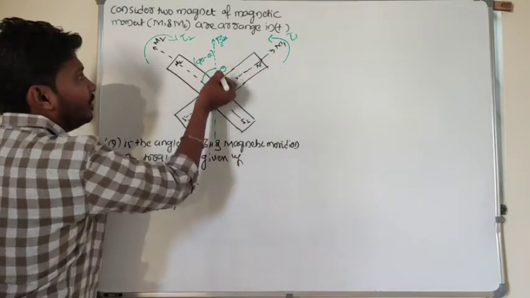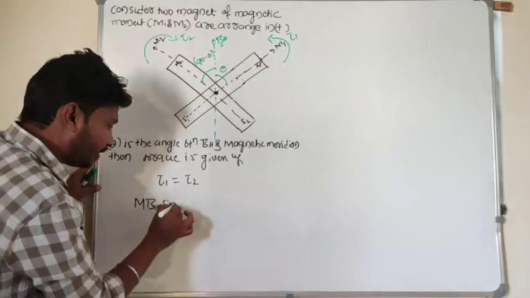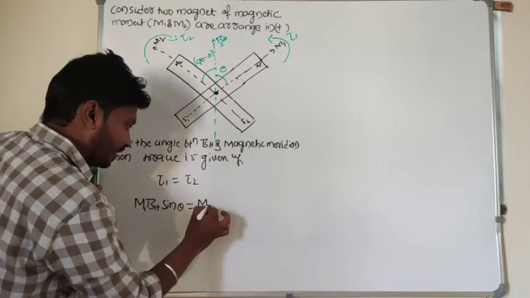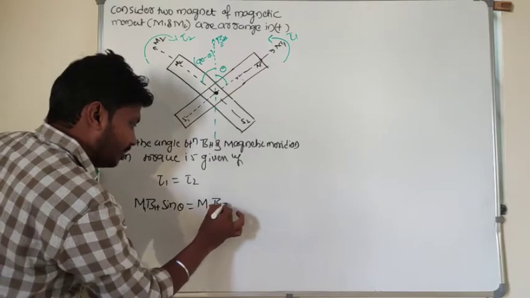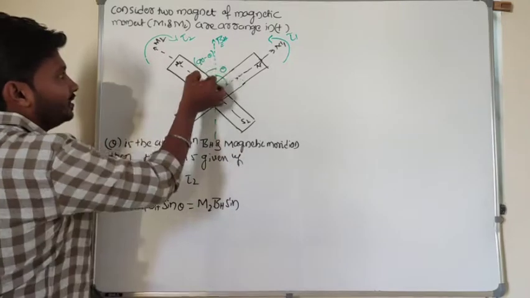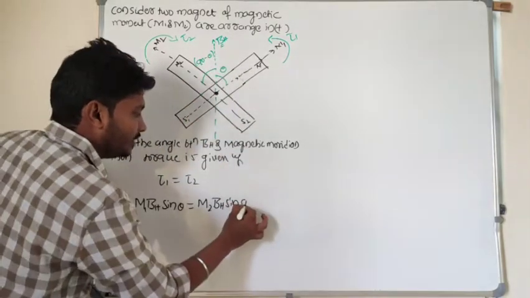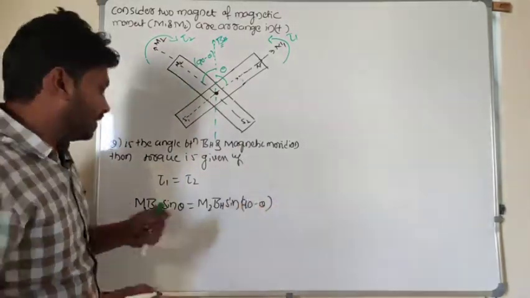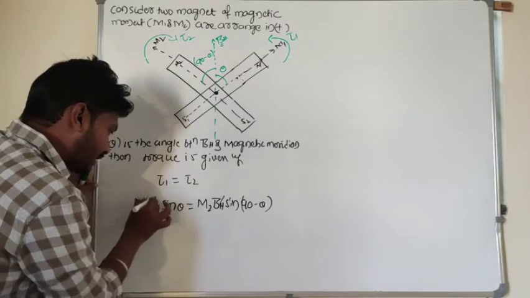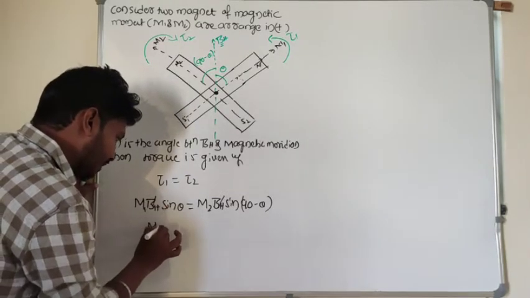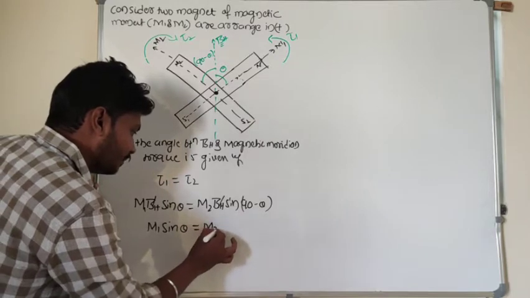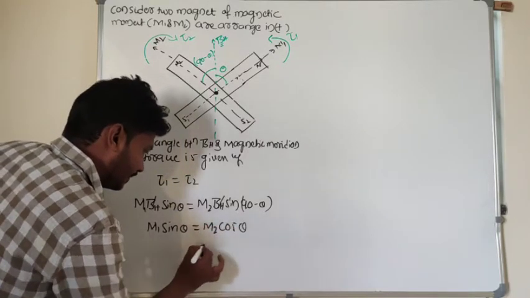What is the angle between the magnetic meridian and the horizontal component of earth's magnetic field? That is theta. M1 I can take, M2 I will take, B of H sin of what is the angle here? The remaining angle I took as 90 minus theta. Sin of 90 minus theta is cos theta. The B of H term will get cancelled out here. M1 sin theta is equal to M2 cos theta.